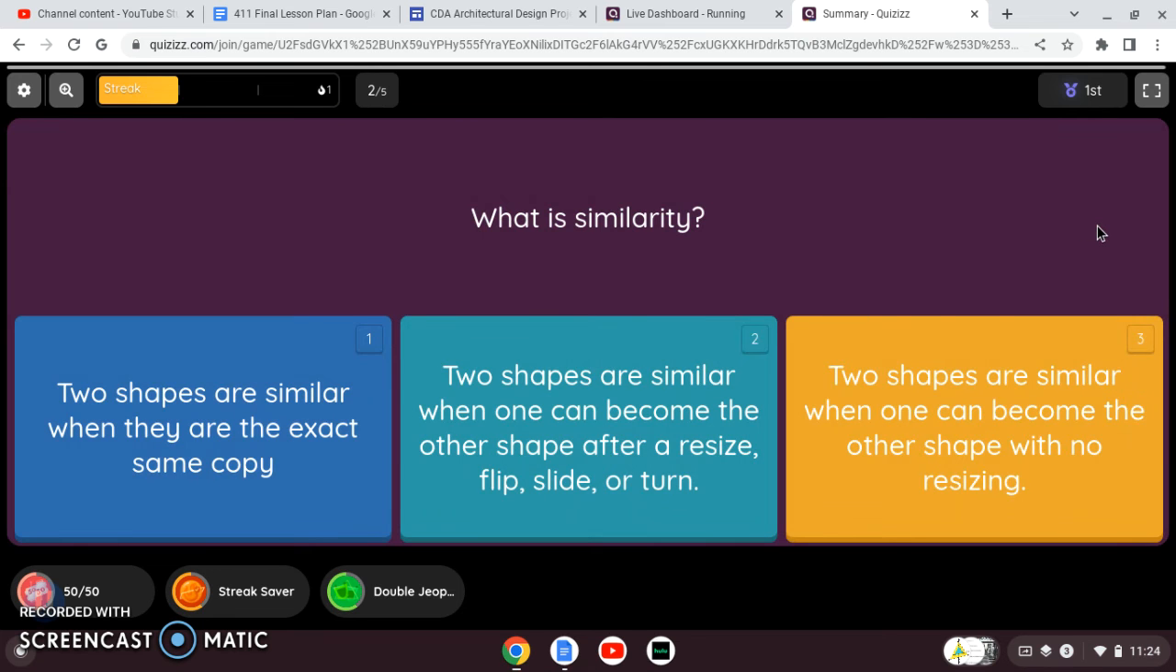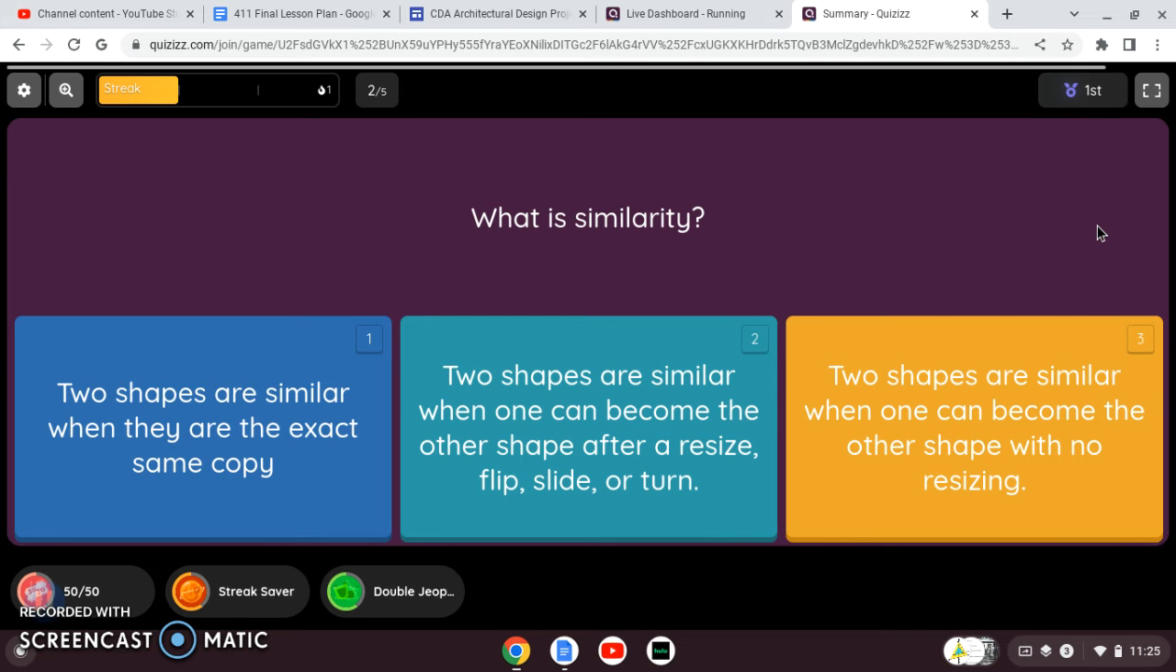Second question says, what is similarity? Again, pause this video, discuss what you think similarity is, and we'll come back and talk about it. Now that you've had time to talk, we're going to go through again our 3 choices. First option is 2 shapes are similar when they are the exact same copy. Second option says 2 shapes are similar when one can become the other shape after a resize, a flip, a slide, or turn. And our third option says 2 shapes are similar when one can become the other shape with no resizing.